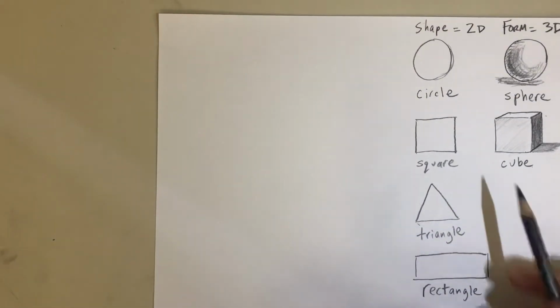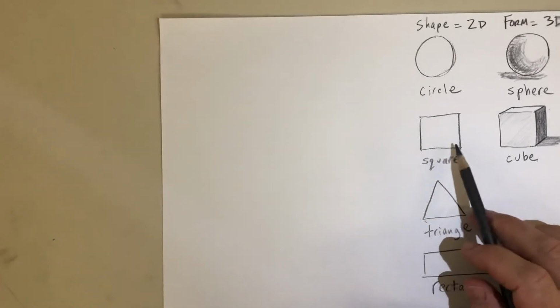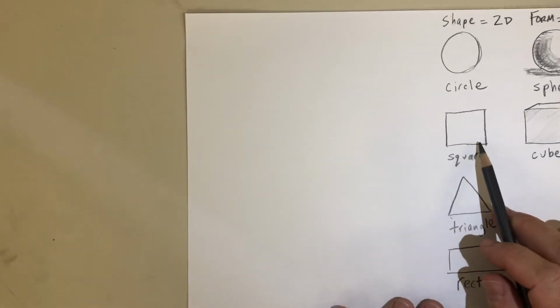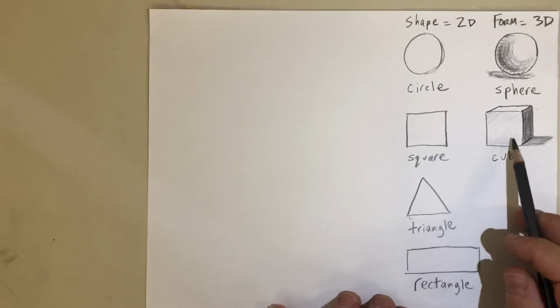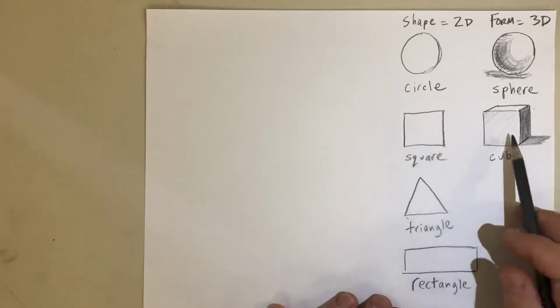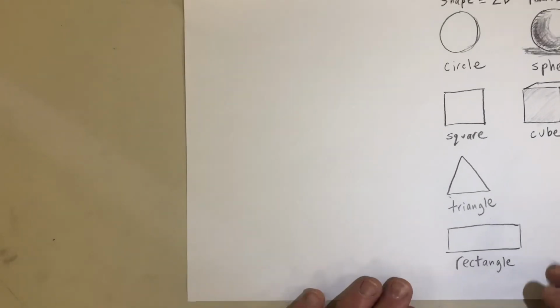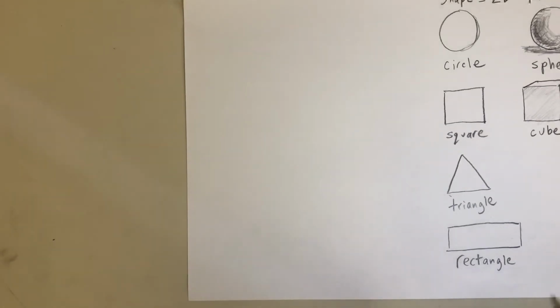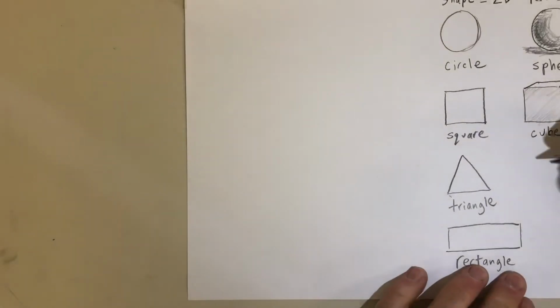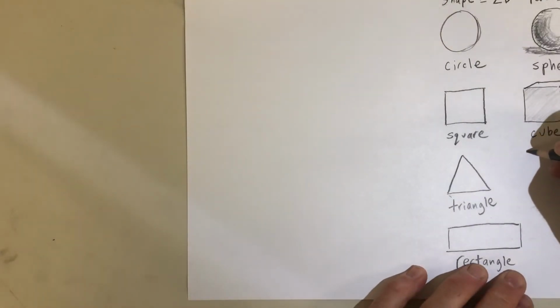Okay, so we've now taken a square and turned it into a cube. 2-dimensional, 3-dimensional. All right, now the triangle you can turn into a couple different things. We'll start with the easy one.